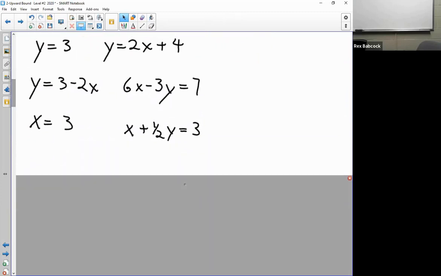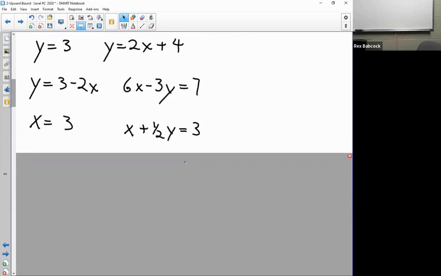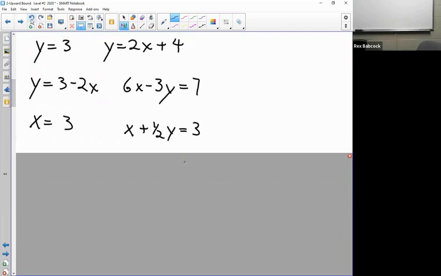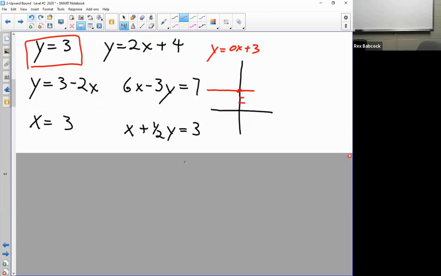So if we had these lines right here, and it said which ones are parallel, or are any of them parallel, my advice to all of you is to think about the graph. And to think about the graph, it needs to be y equals, like this one, like this one, and like this one. Now I might think of them on the axis. For example, if I thought of this one on the axis, it's y equals 0x plus 3. There was no x, so the slope has to be 0. So it crosses at 3, and that's a horizontal line.